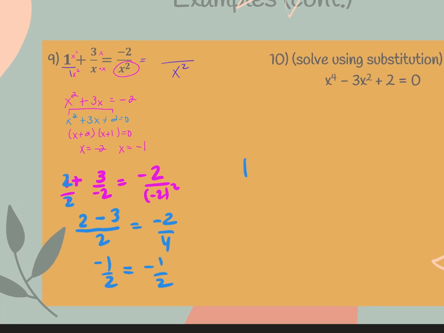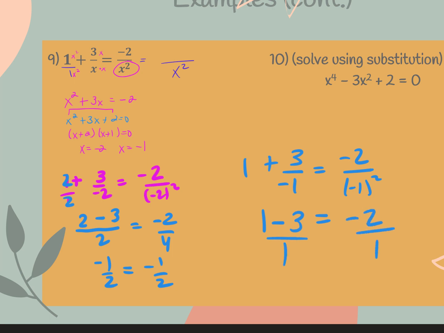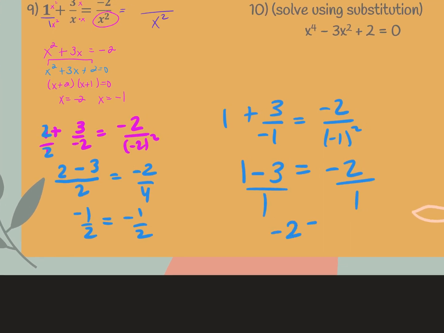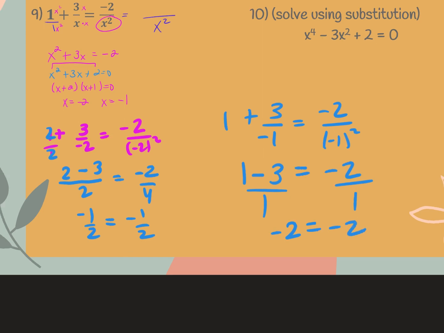Okay, let's try the other one. We're just practicing. I just want you guys to practice. So plus 3 over negative 2. Did I just try negative 2? I need negative 1, my bad. So negative 1 equals negative 2 over negative 1 squared. Agreed? Okay, so 1 plus a negative, this is just 1 minus 3 equals negative 2 over 1. What's 1 minus 3? Negative 2 equals negative 2. We're good?